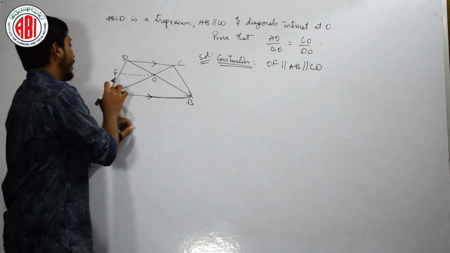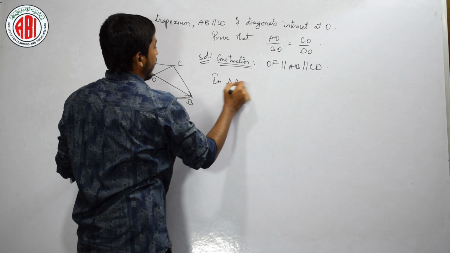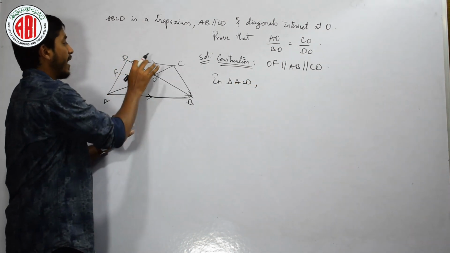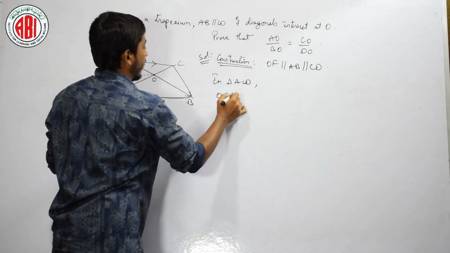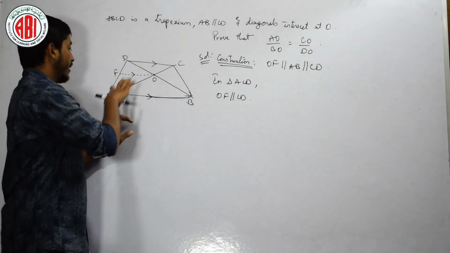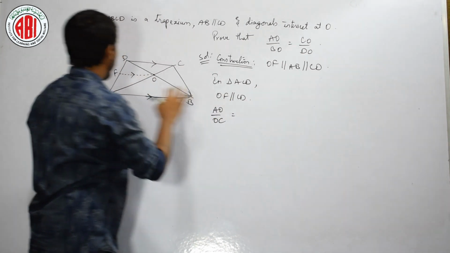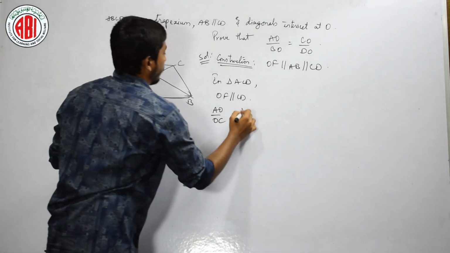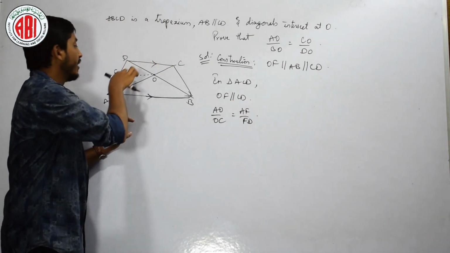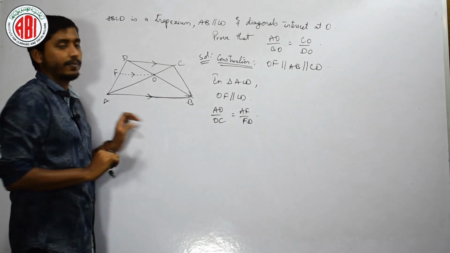Now consider triangle ACD. In triangle ACD, OF is parallel to CD. Then what is the condition here? AO by OC is equal to AF by FD. This is a triangle, and this line is parallel to this side, then this by this is equal to this by this.